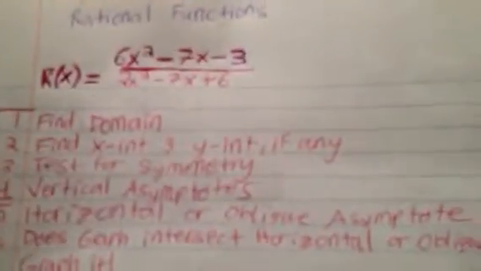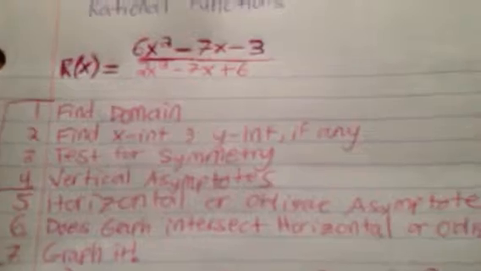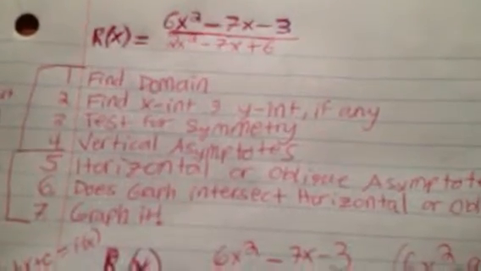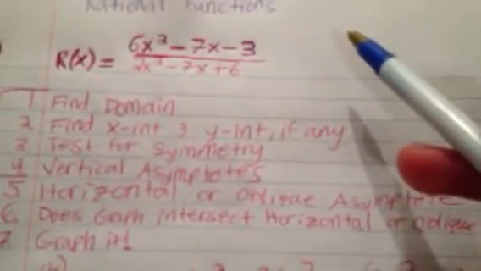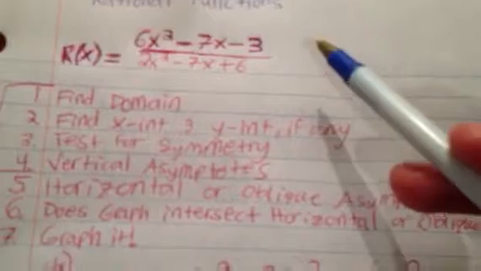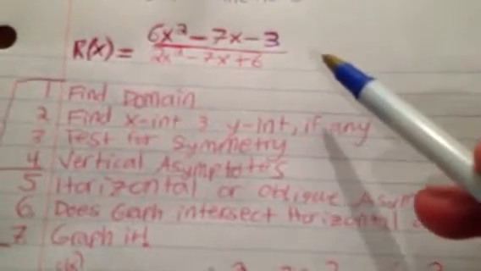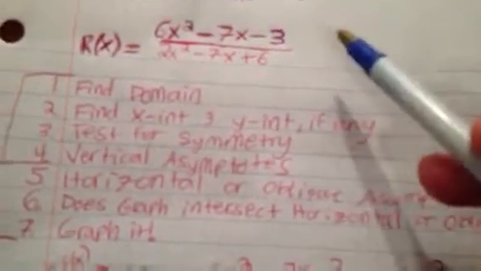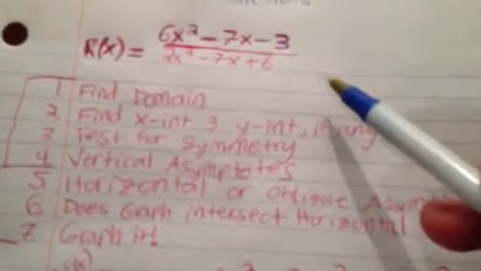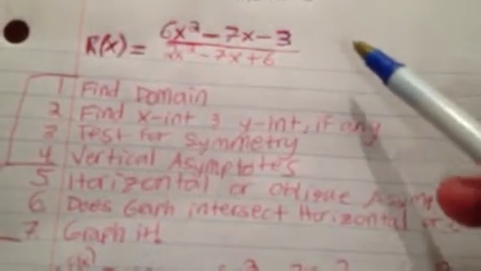Okay, so in order to find the horizontal and oblique asymptotes, we need to use long division, and this is why. If you remember from my last video, a proper function is when the degree of the denominator of the rational function is greater than the degree of the numerator. An improper function is when the degree of the numerator is greater than the degree of the denominator. That's when you use long division to find the horizontal or oblique asymptotes.